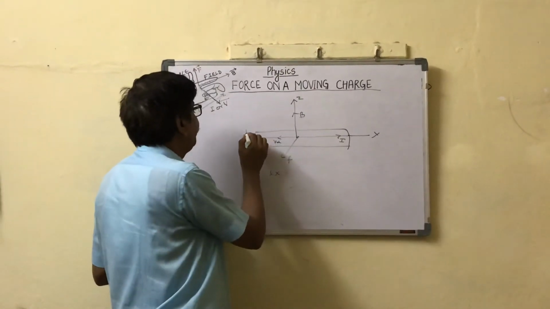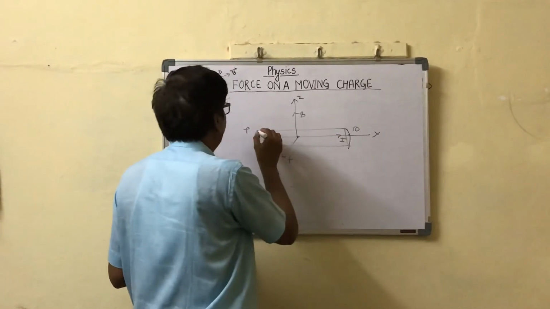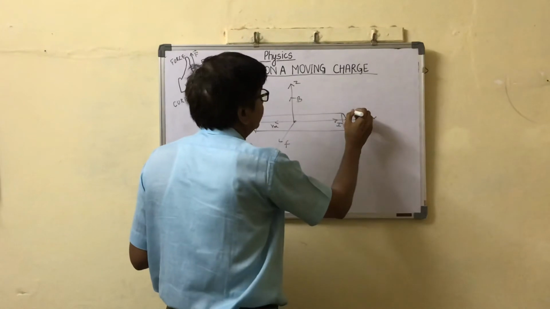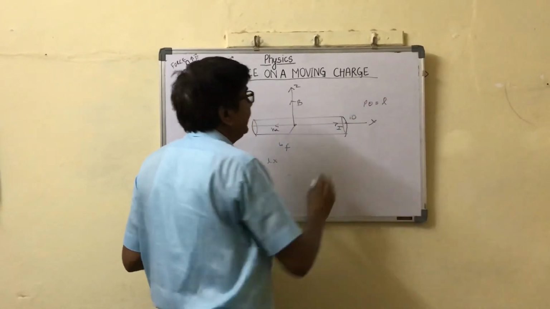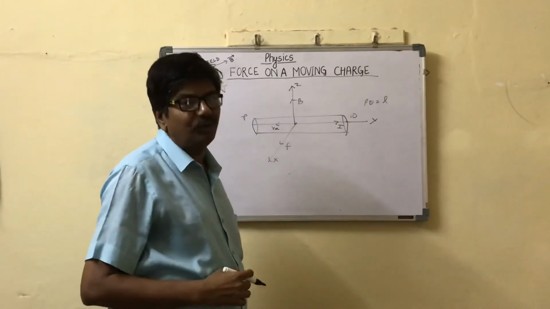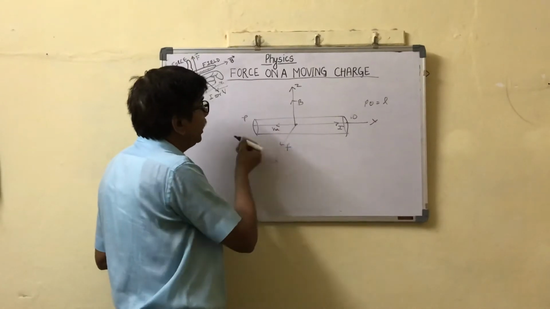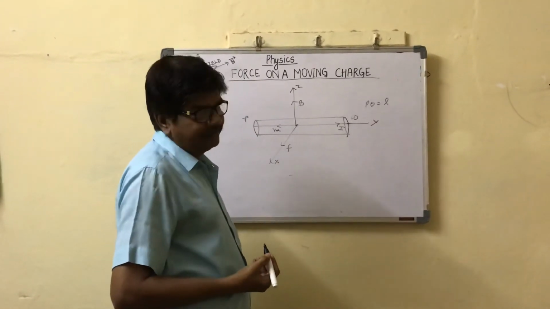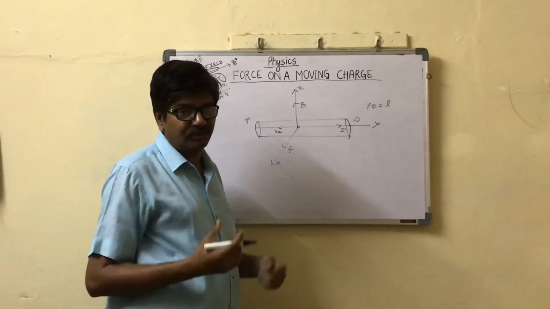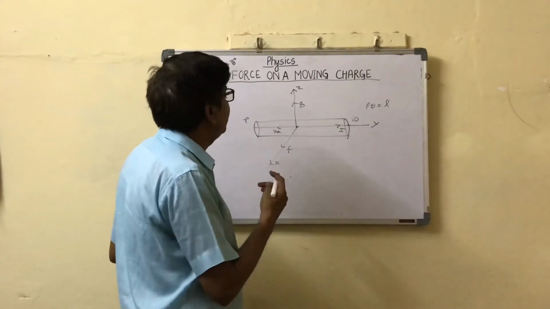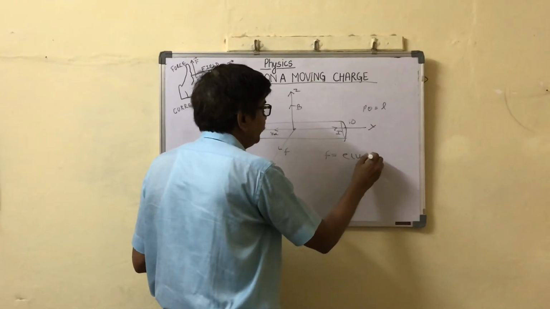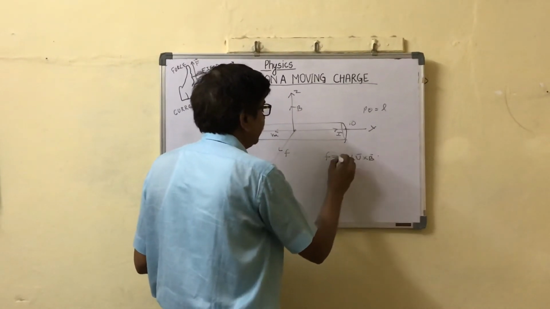Consider a conductor PQ having length L and area of cross section A, carrying current I along the y-axis, but the drift velocity is opposite to the current. So each free electron experiences a force equal to F equals e v cross B. Clear?